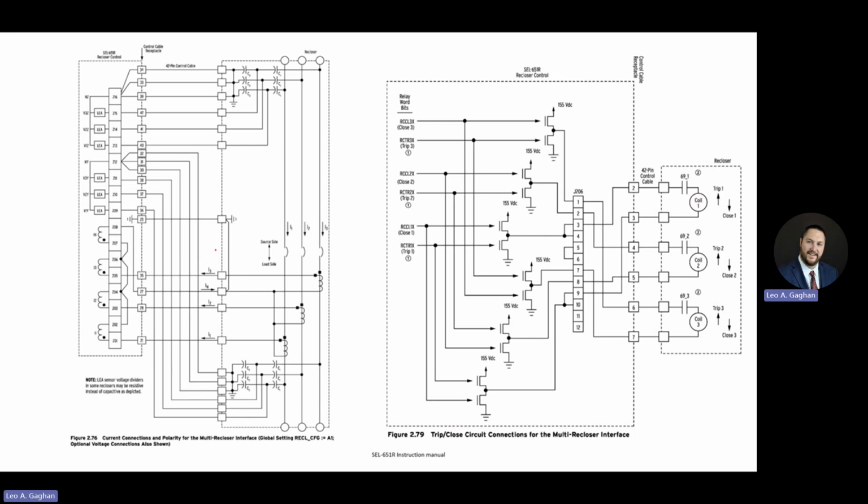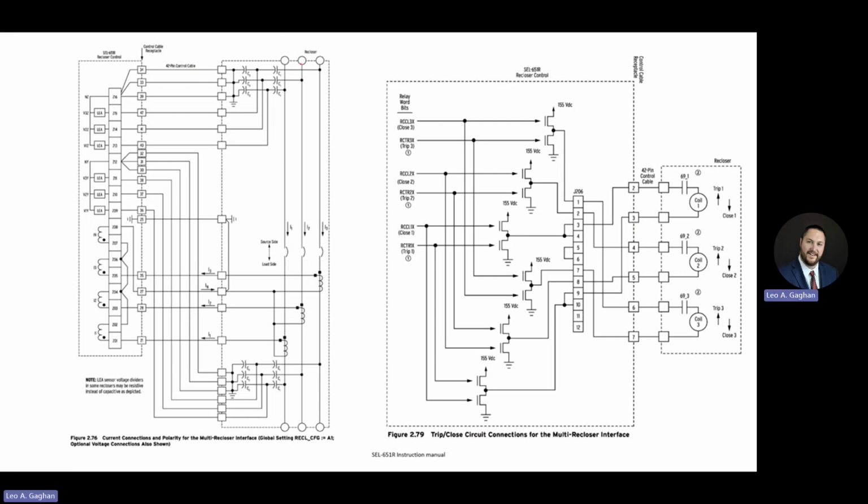So here's more of a schematic diagram of that information being given. If we look, this dotted line represents the recloser. That dotted line over there represents the recloser controller. And you can see the connection points on that 42-pin umbilical cord. So on the left, we've got our AC connections.